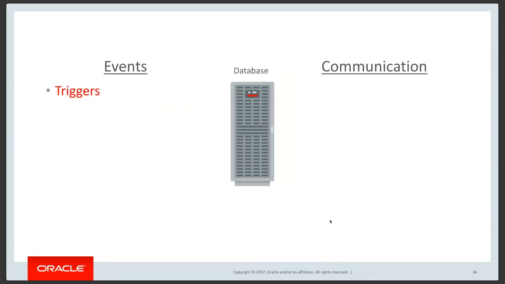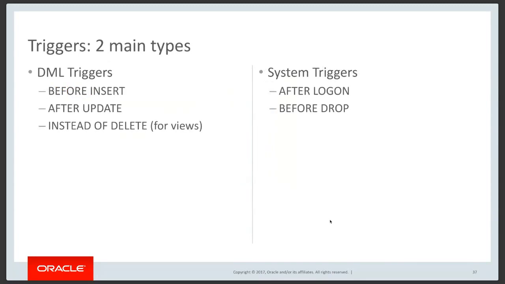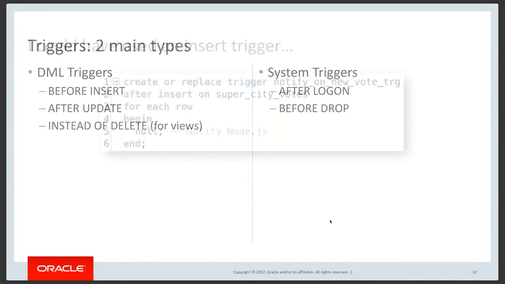Well, when we hear events in the database, oftentimes people immediately think of triggers, for good reason. With Oracle, we have two main types of triggers. We have DML triggers and system triggers. Most folks are familiar with DML triggers like before insert and after update. System triggers are a little lesser known, but you can do things like after a user logs in or before an object is dropped and so on and so forth.